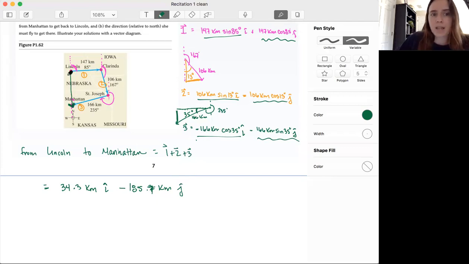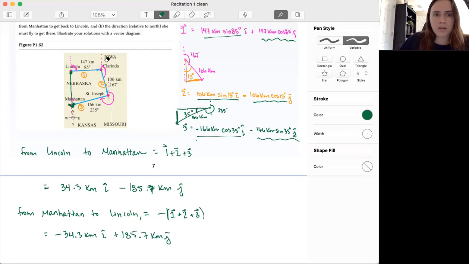So if we want to go from Manhattan to Lincoln, all we have to do is flip all the signs. So from Manhattan to Lincoln is the negative of 1 plus 2 plus 3. So that's going to be negative 34.3 kilometers I hat plus 185.7 kilometers j hat.